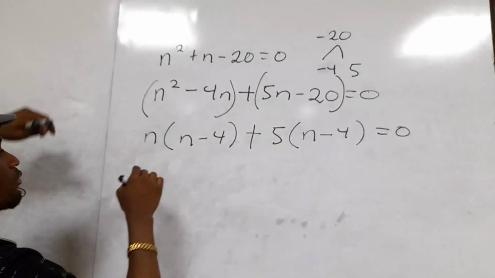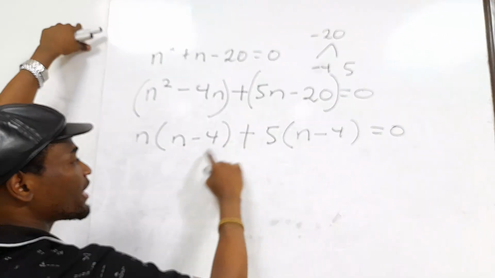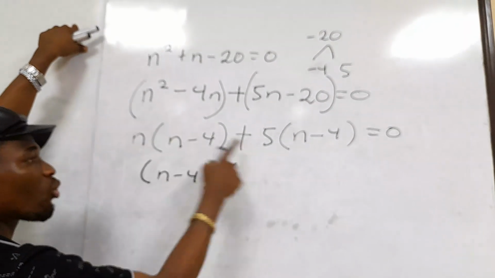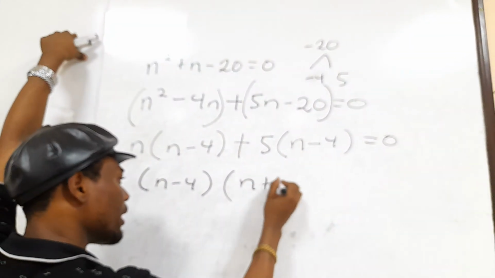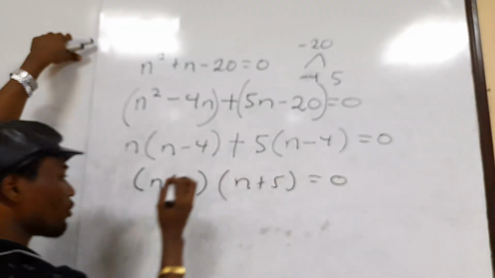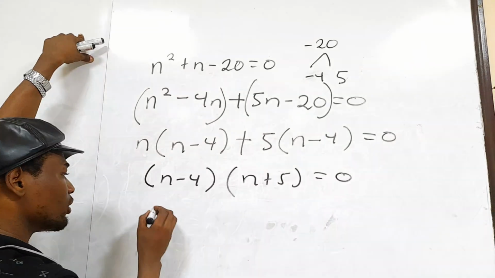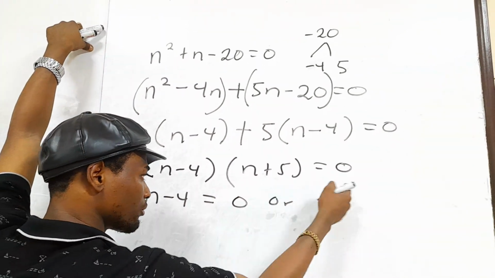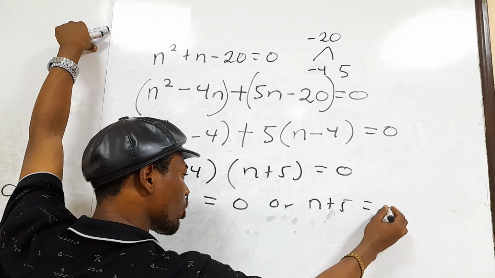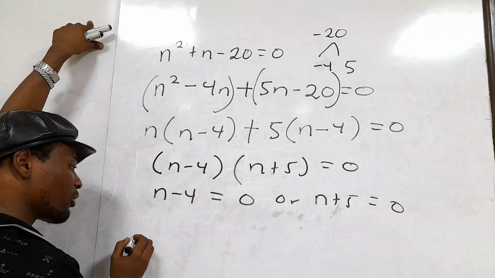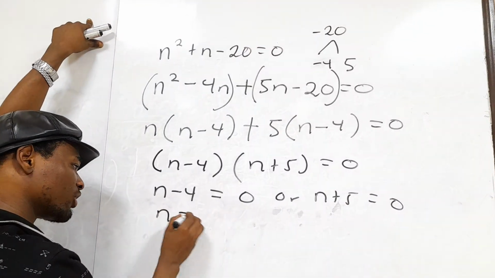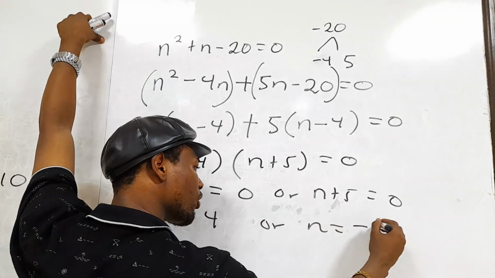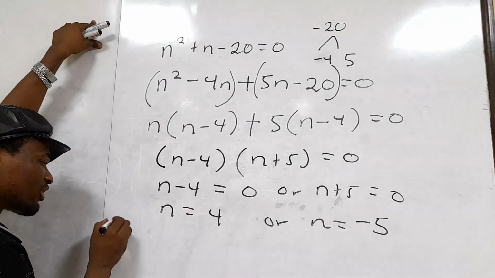So therefore, since the parentheses are the same, you pick one, they are common. So n minus 4. Then you enclose the coefficients into another bracket, n plus 5, which is equal to 0. So you have n minus 4 equal to 0, or n plus 5 equal to 0. So therefore, n is equal to positive 4, or n is equal to negative 5.